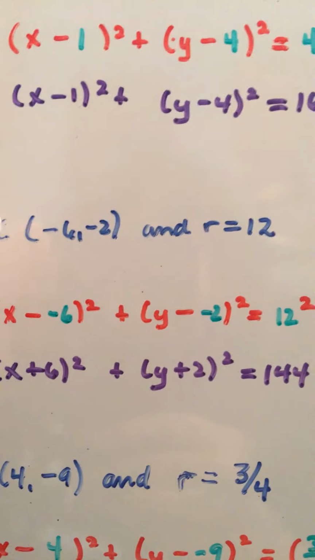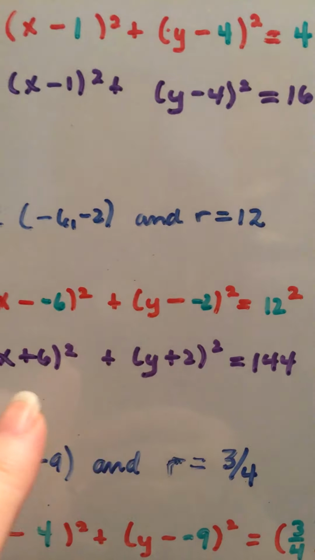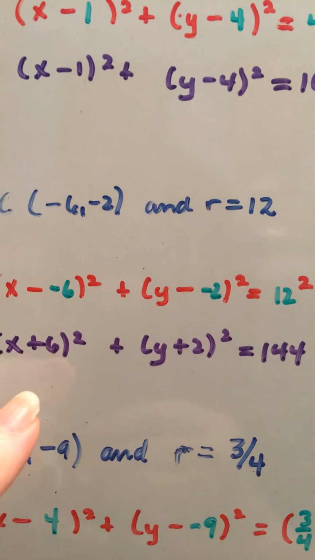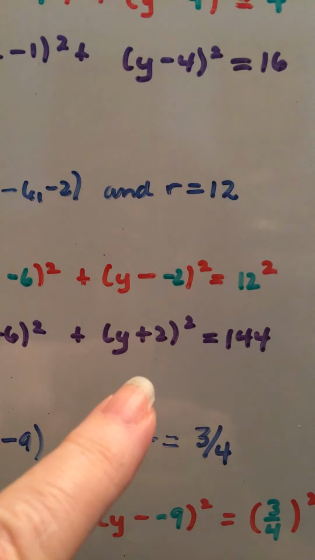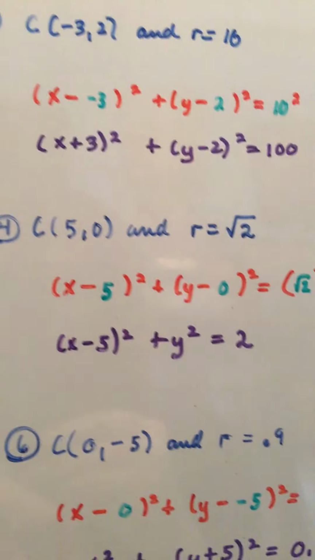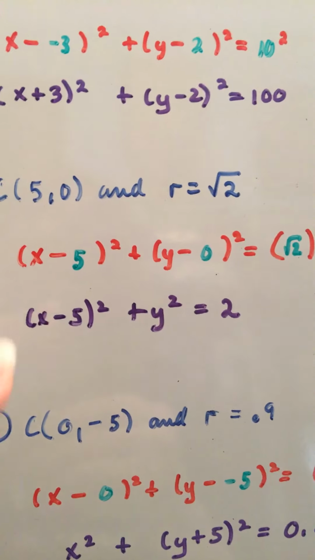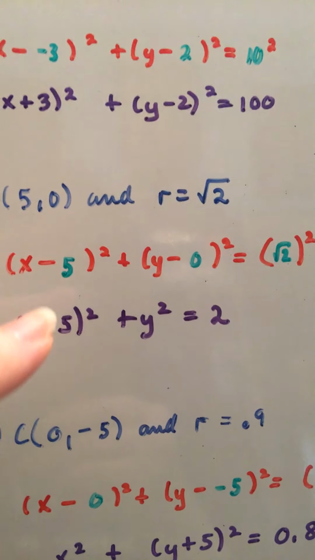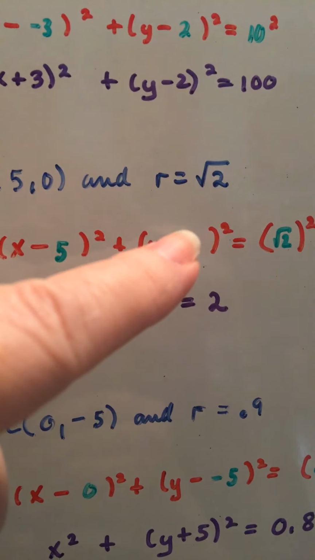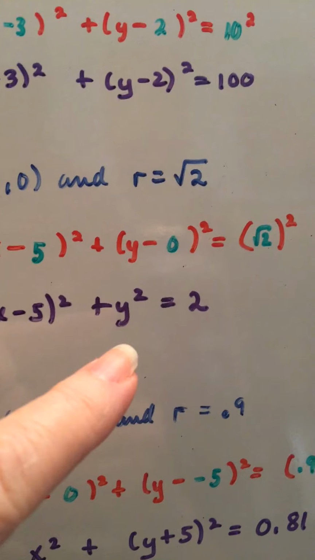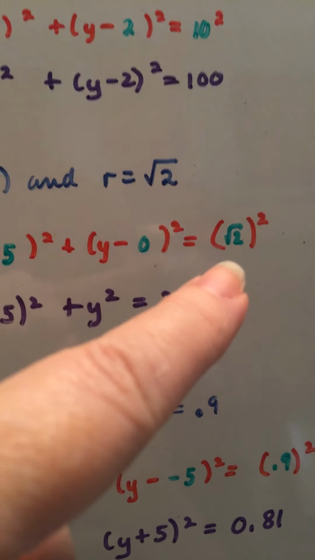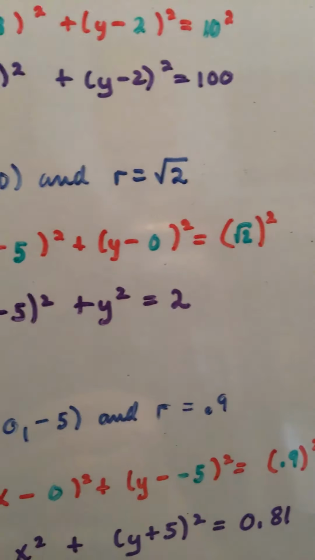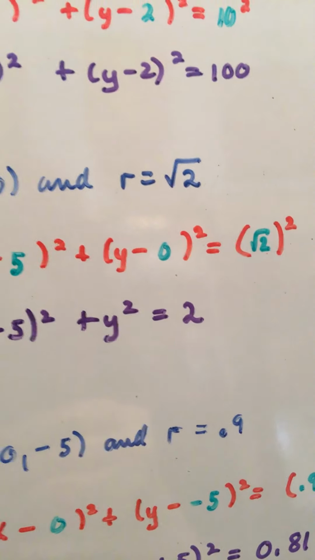So down here, I'm subtracting two negatives. So negative gives me positive, negative gives me positive, and 12 squared. Over here, I'm subtracting a positive, so I get a negative. I subtract 0, so I don't even need to write it. And don't forget, a square root squared is just the radicand.